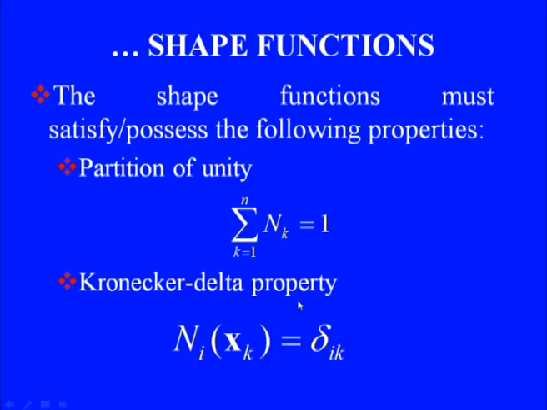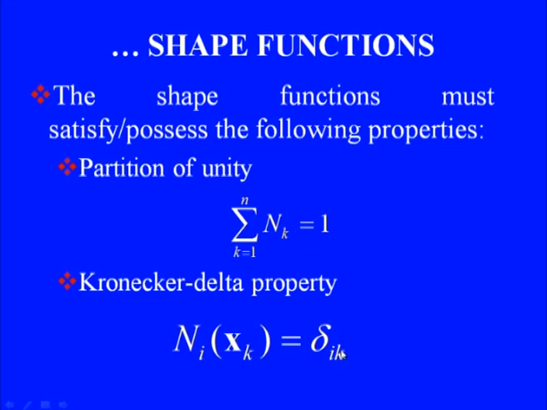The next is the Kronecker delta property, that is, our shape function N_i at node x_k should be equal to delta_ik. So, if i pertains to that particular node, if i is equal to k, the shape function should take a value unity there, otherwise it should evaluate to 0 at that elemental node.